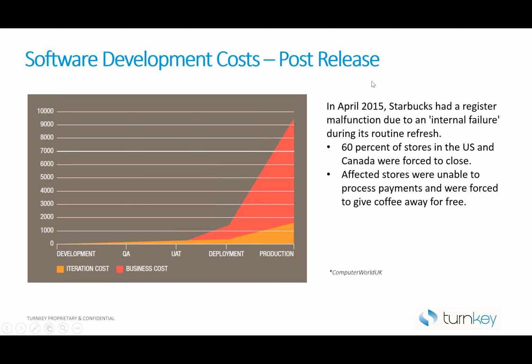in April of 2015, Starbucks had a register malfunction due to an internal failure during a routine refresh. Over 60% of their stores in the US and Canada were forced to close, and the stores that remained open were unable to process payments and were forced to give coffee away for free.